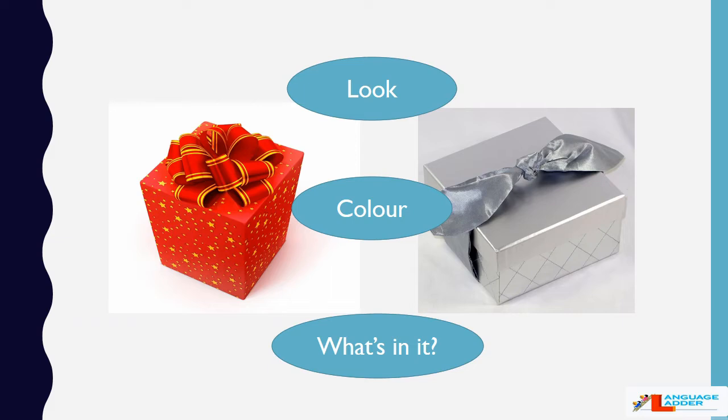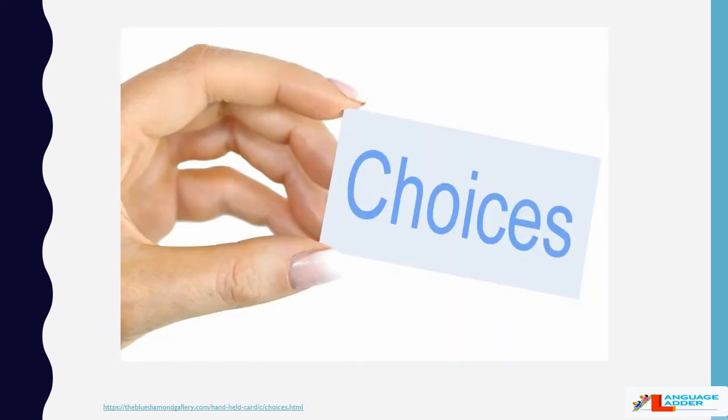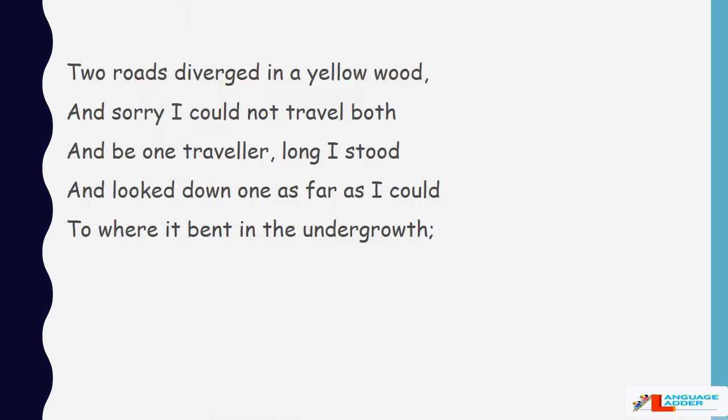So why did we do this activity? We all have to make choices in our life at some point in time, and we make those choices for different reasons. So here is a poem where the poet is confronted with a choice. That is, he had to choose between two things. So let's read the poem and find out what the choice is about.